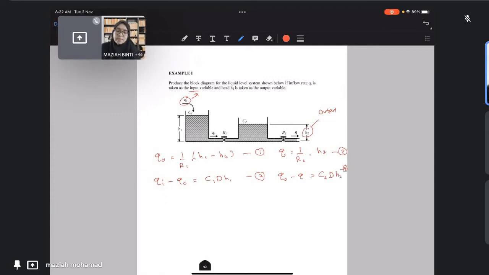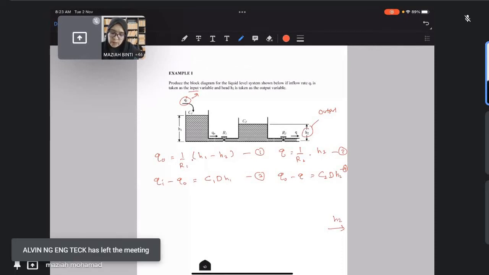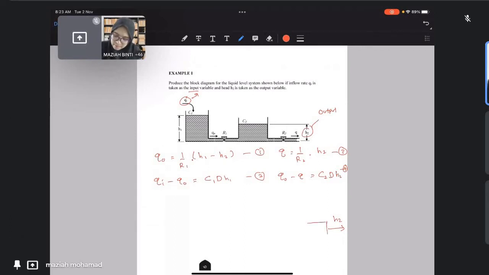All right, so the output is H2. Let's draw H2. I'm going to use equation number 3.